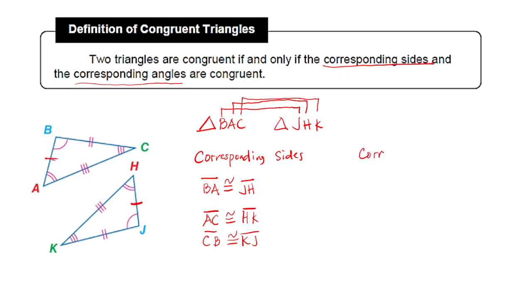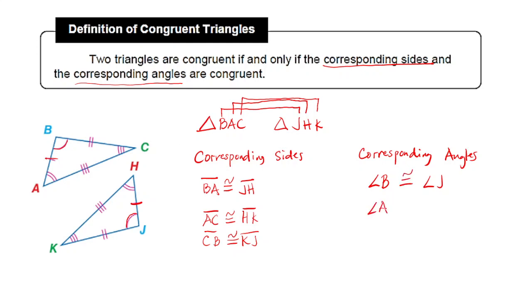So let's write here, corresponding angles. So let's identify the corresponding angles. We have angle B and angle J. Looking at our angle B, we have single marking, and angle J, we have also single marking. Okay, so both single marking, so they are congruent.